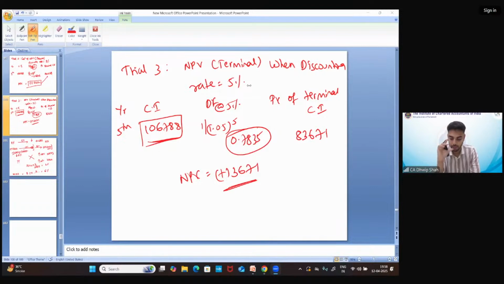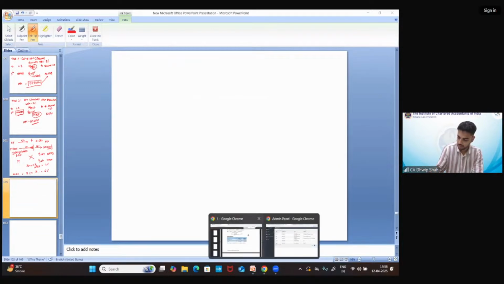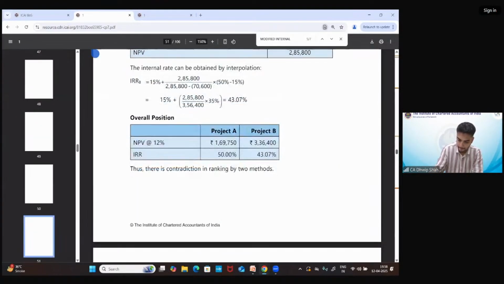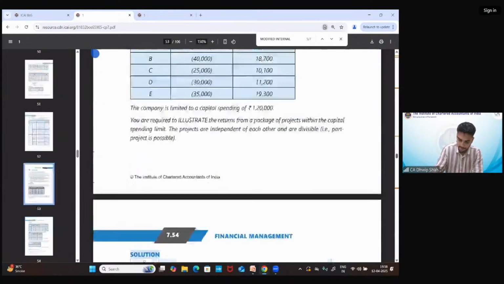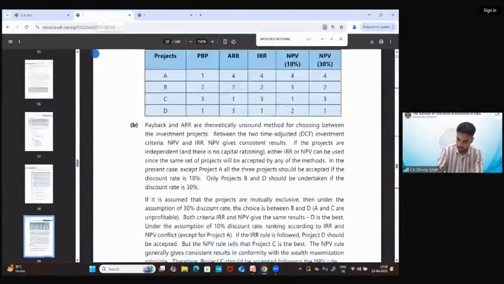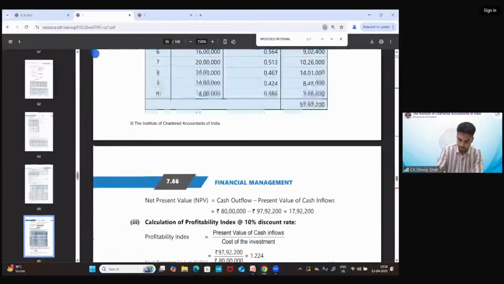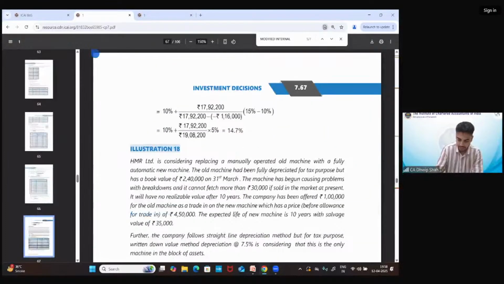Exclusion of finance cost and post-tax principle I've already covered in lecture 1. Okay, so let's try and solve some practical problems. Some problems that are very quick to calculate because we have very less time now.